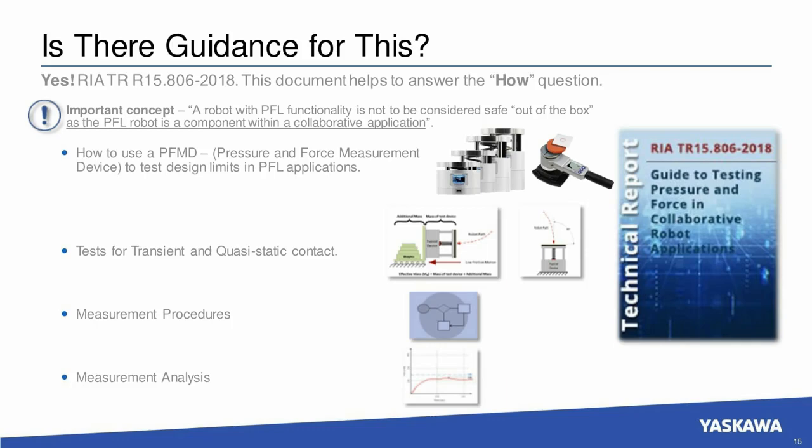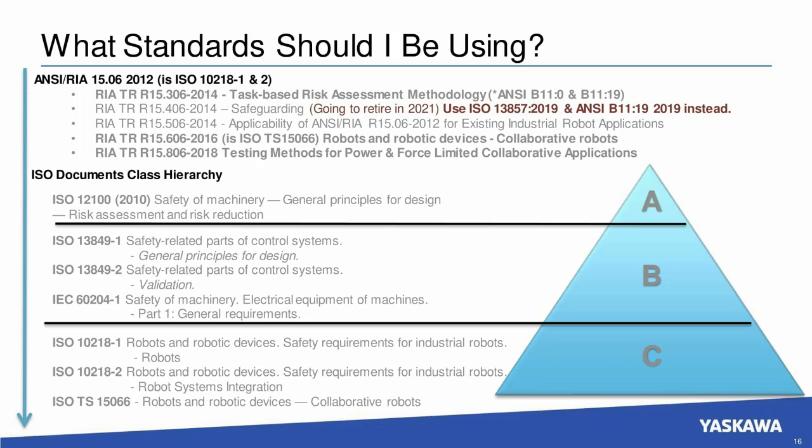Okay, what standards should I be using? Well, there are a lot of standards. And again, a lot of the new ANSI RIA standards track with what's going on in the ISO world. So if I were going to talk about risk assessments and wanted to know how to do a risk assessment, I could look in ISO 12100, but in the ANSI world, a better document might be RIA TR R15.306 and also ANSI B11.0 and B11.19. Those are three excellent specifications.